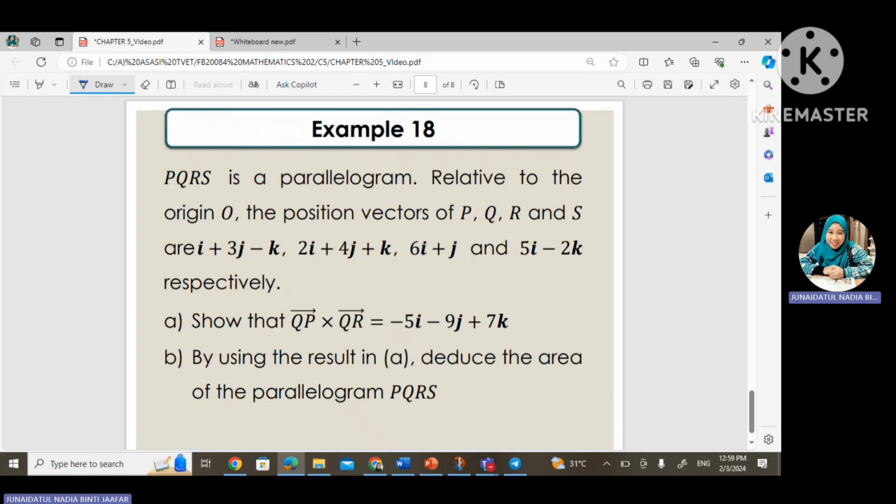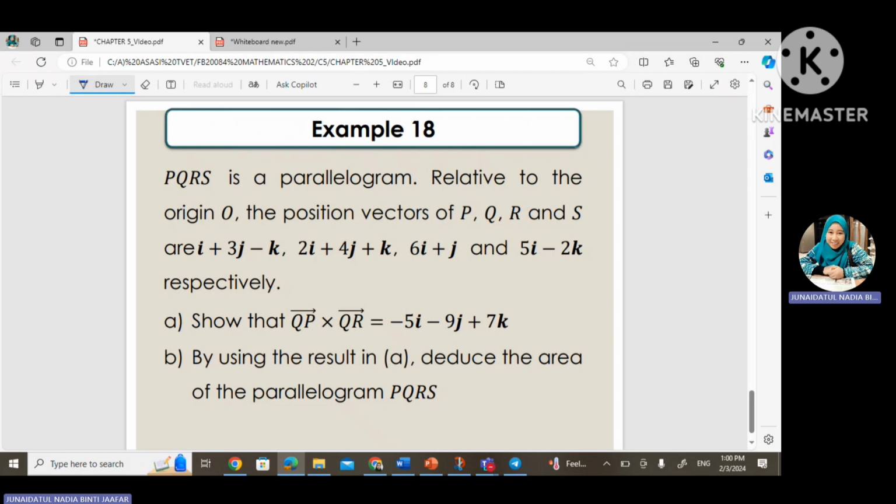Next example. PQRS is a parallelogram relative to the origin O. The position vectors of P, Q, R and S are i plus 3j minus k, 2i plus 4j plus k, 6i plus j and 5i minus 2k respectively. Show that QP cross QR is equal to negative 5i minus 9j plus 7k, and by using the result in A, deduce the area of the parallelogram PQRS.